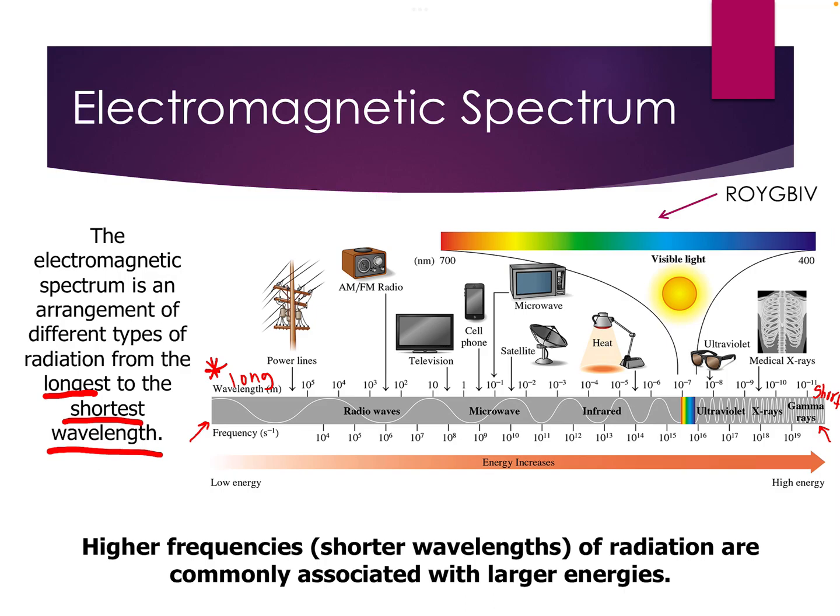Starting over here on the left, we have power lines, really, really long wavelengths. Then slightly shorter, we have AM/FM radios. If you'll notice, when you're driving out in the middle of nowhere, let's say through Arizona, you may not get cell reception, but you likely get AM or FM radio, so you're not totally bored in the car.